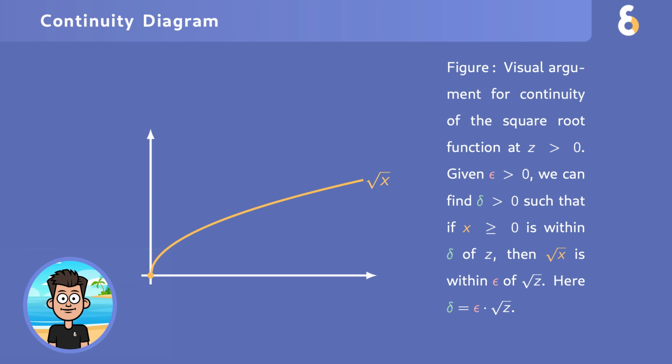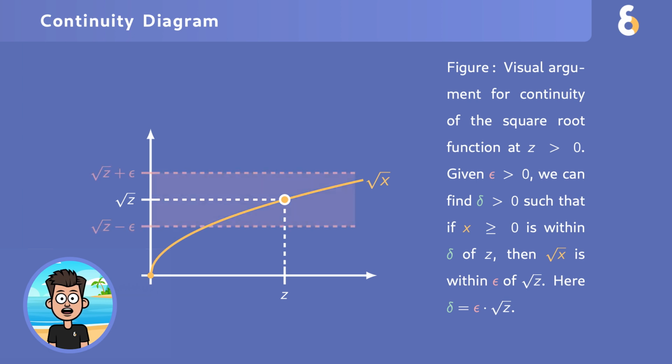Whenever possible, I try to start my proofs by considering a diagram. So here's a plot of the square root function. We need continuity at each point z, and so I consider an arbitrary positive point z. The case for z equals 0 can be handled separately. Next, in our definition, we are given some positive epsilon as a bound on our function values.